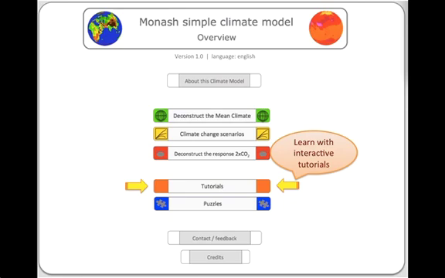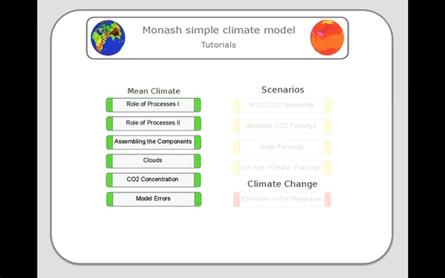We also have a number of tutorials that you can learn something about the climate. Here you have a whole number of things that you can look at for the mean climate or scenarios. So let's sample the climate step by step. It's one example.